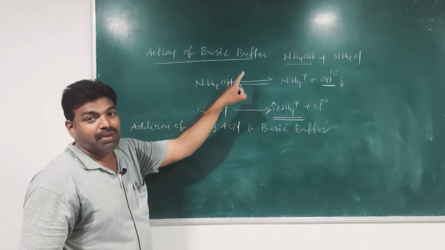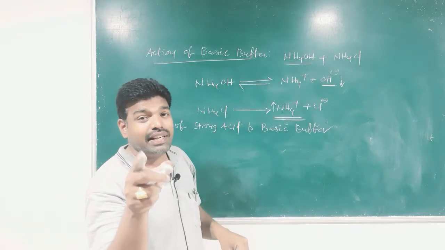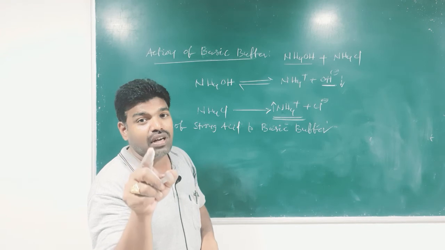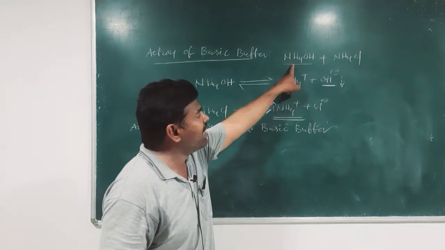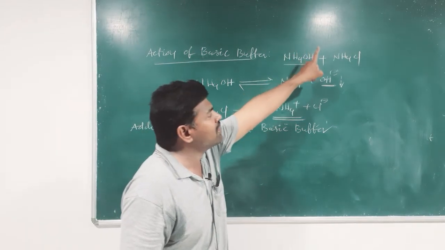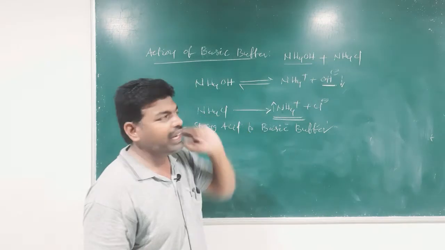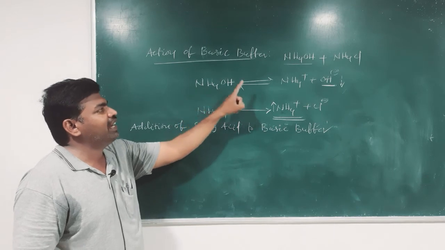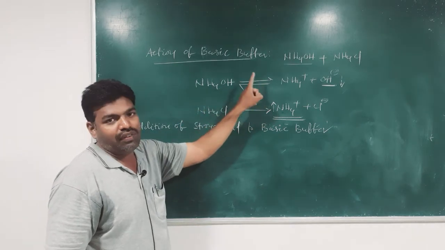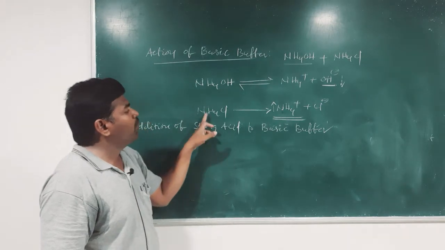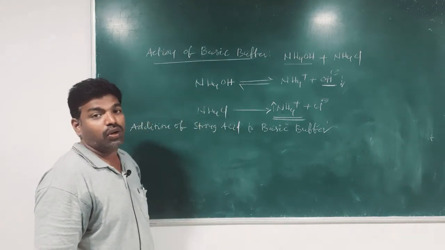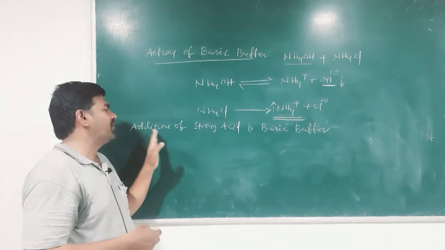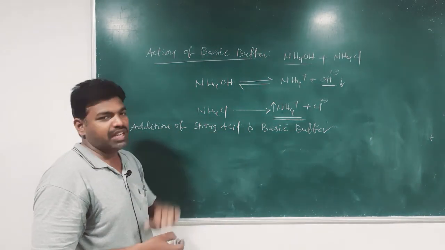Basic buffer, what is basic buffer? It is an example of buffer solutions, a mixture of a weak base and its salt with a strong acid. And this undergoes ionization like this. Ammonium hydroxide is weakly ionized and is represented with a double headed arrow, and ammonium chloride undergoes complete ionization.